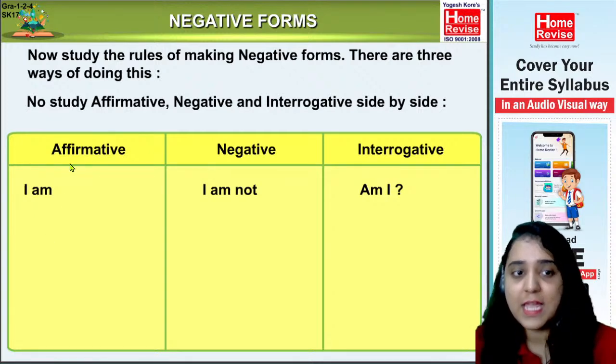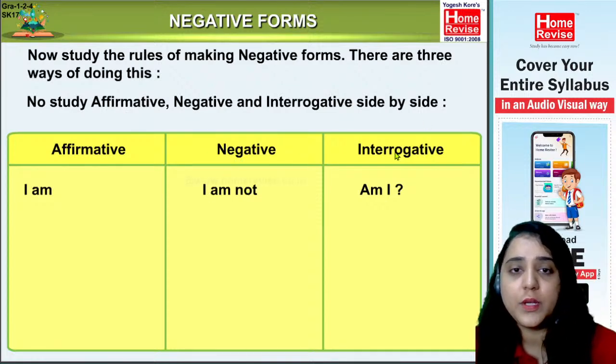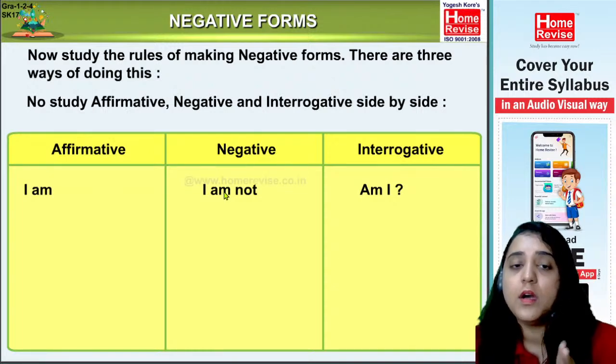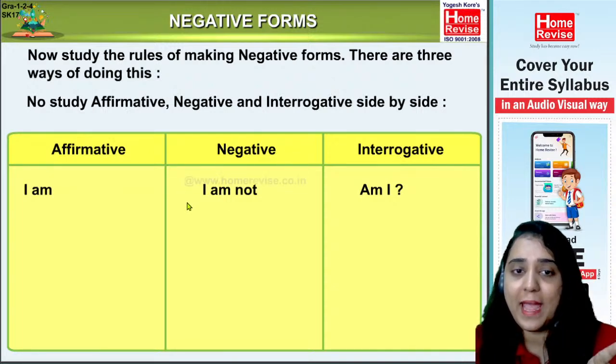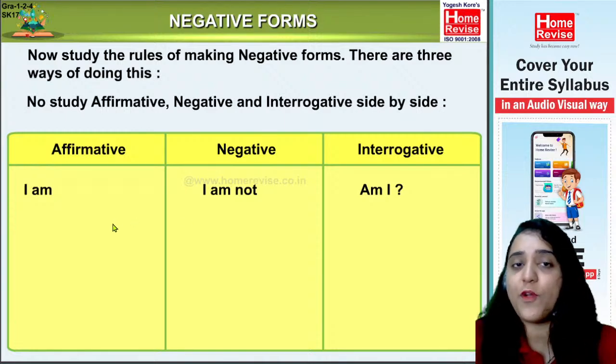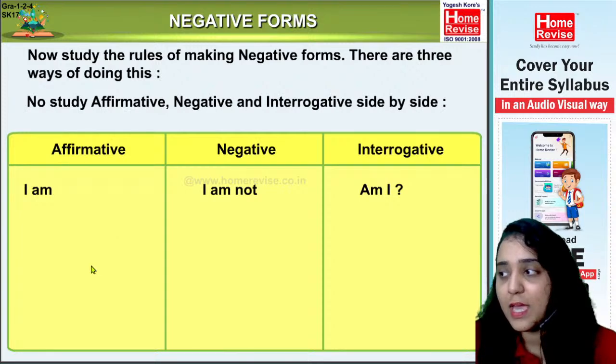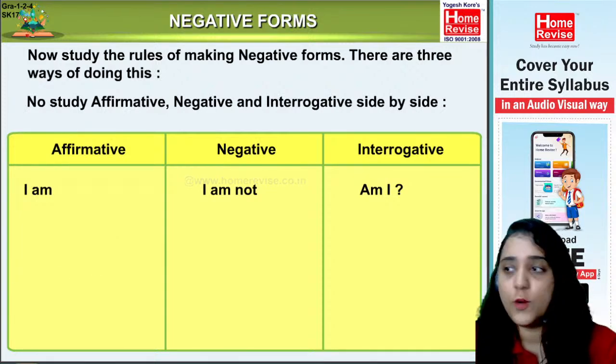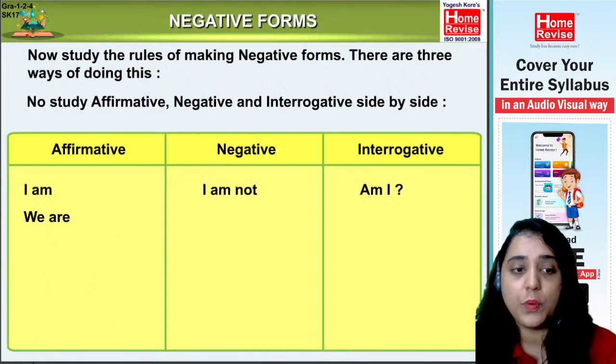So as you can see, the normal statement is I am. As we have added not to the statement, it is a negative form, and to convert it into the interrogative form, the auxiliary verb is placed before the subject. So now I want the answers from your side for this. Okay, let's see. Who gives the right answer? Negative. We are. We are not.